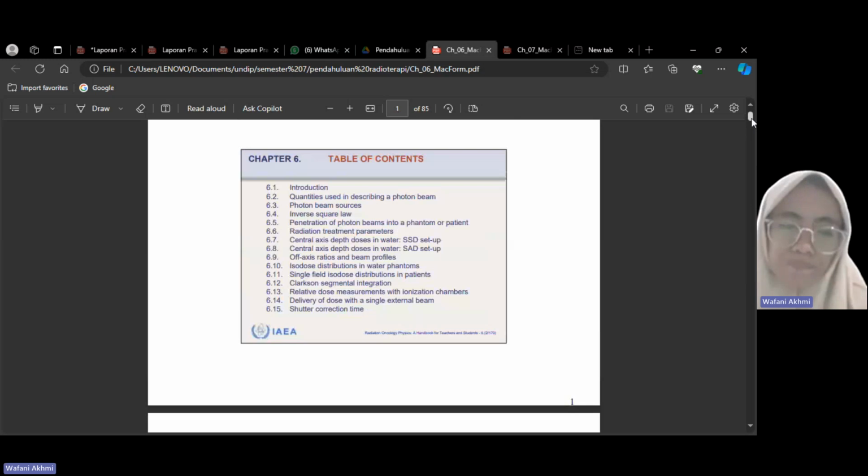The contents of the chapter are single field isodose distribution, integration, Clarkson segmental integration, and relative dose measurement with ionizing chamber, delivery of dose with a single external beam, and shutter correction time.